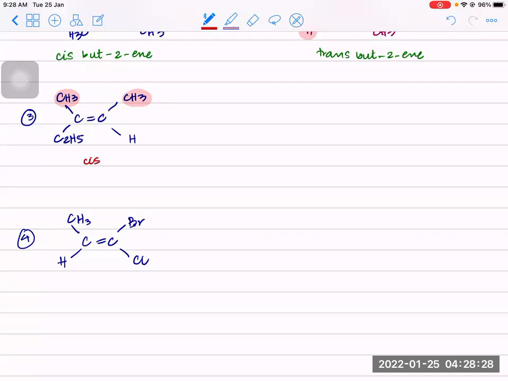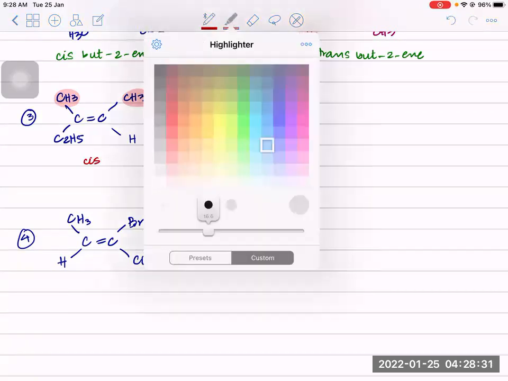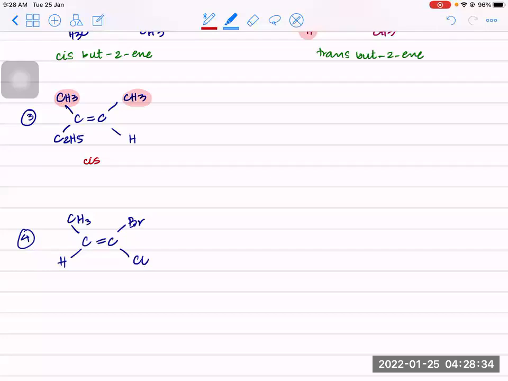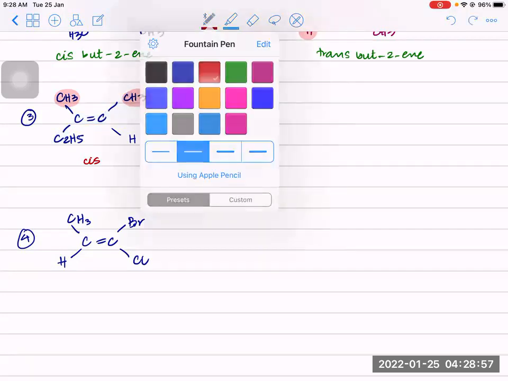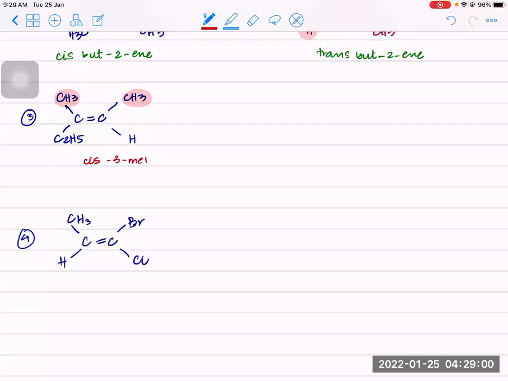Yes. And if you name this, what will this be? So the longest chain is 1, 2, 3, 4, and 5. So the longest chain is 5, and you will number your carbon atoms in such a way that the alkene gets the least number. So you will number from this side 1, 2, 3, 4, and 5. So this will be what? 3-methyl pent-2-ene. So this is what? Cis 3-methyl pent-2-ene. Clear? Understood?